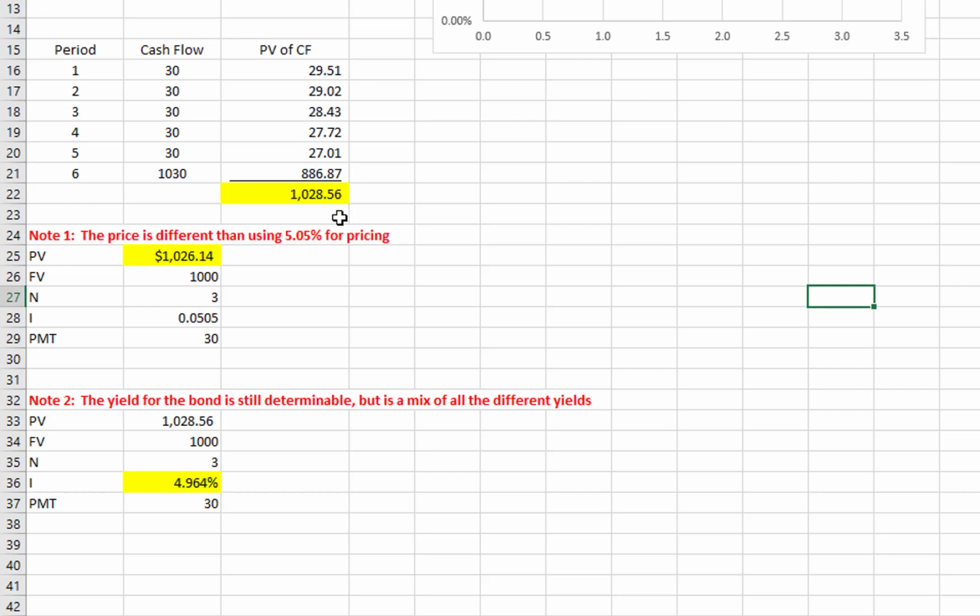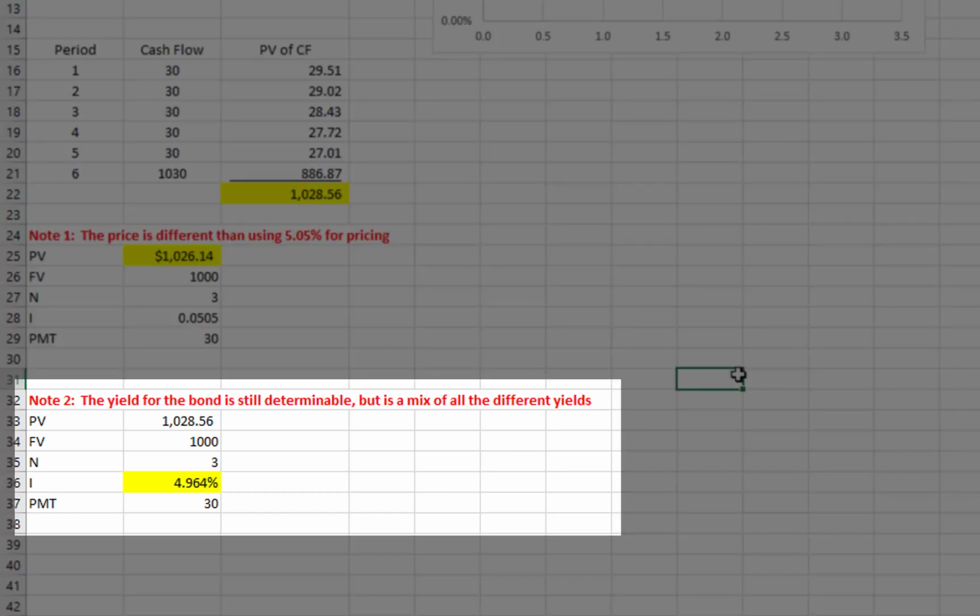So if we used the 5.05% rate, and that's what I'm doing here, plugging that in as the discount rate for this bond, the number of periods is 3. In pricing, we're going to use the present value function. I adjust all of my inputs, put in 5.05% as the discount rate, and my price comes up to $1,026.14, which is different than the value of the bond, than what it should really be worth. It's off by about $2.50. So it's not appropriate to use that one yield to maturity to discount all of the cash flows of the bond. The second note I want to add is that the yield for the bond is still determinable.